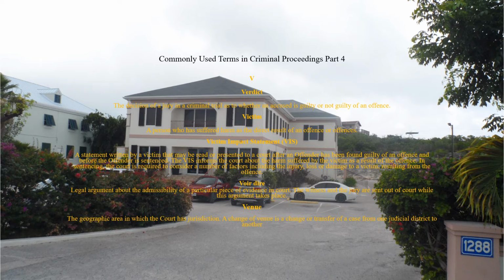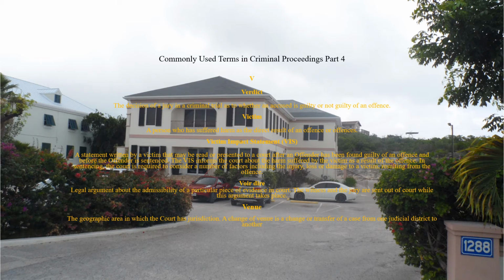You may also hear the term victim being used, and this is the person who suffered harm as a direct result of an offense or offenses against them. Could be harm to their property. Doesn't have to be personal.